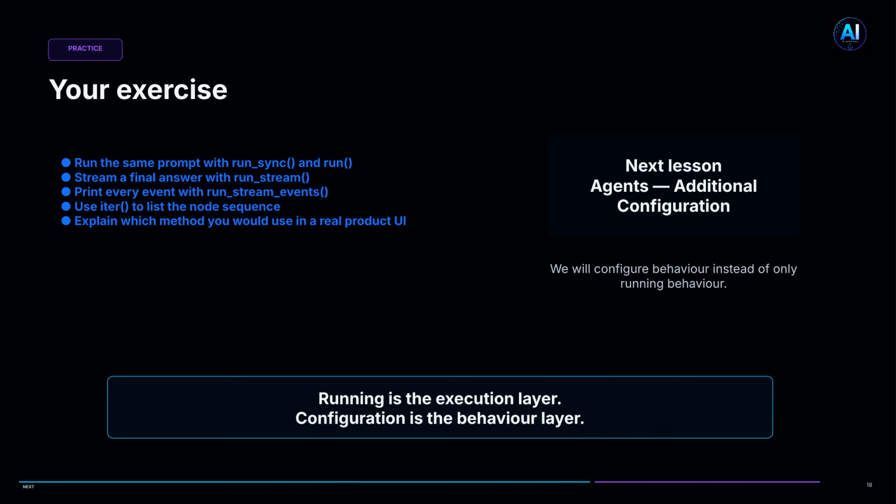To make this lesson stick, run the same simple prompt with run_sync and run, then stream a final answer with run_stream. Then print every event using run_stream_events, and finally use iter to list the node sequence. The learning goal is not to memorize every event class. It is to know which level of control you need for the product you are building. In the next lesson, we move from running behavior to configuring behavior, looking at how to shape what the agent does, not just how to execute it.